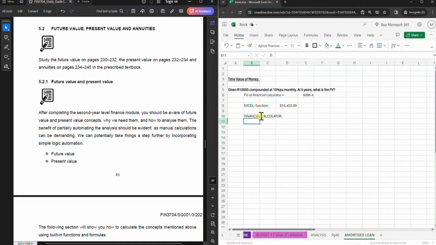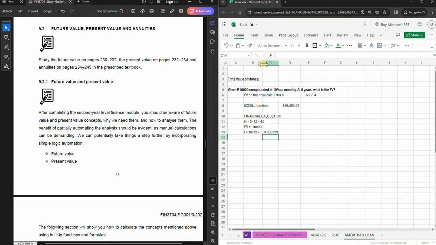Okay, you need to put in N as 60. Your PV will be minus 10,000. Your I must be 10 divided by 12, which is what? Let's work that out. 0.83. Yes, okay. So you put 0.83333333, all right, and then you solve for future value.